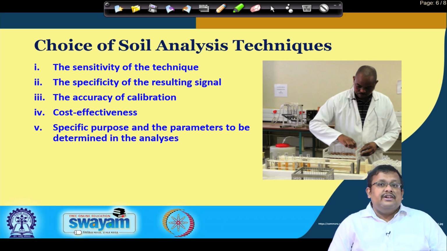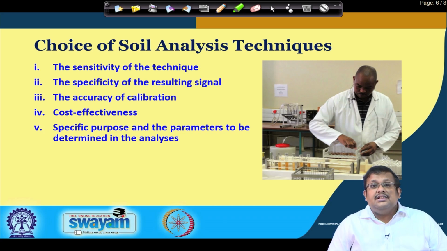So, depending on different pollutants, we have to consider certain key points before selecting the most feasible technology. Now, the first point is the sensitivity of the technique. The technique which you are going to follow for measuring a certain soil parameter has to be highly sensitive. If it is not sensitive to that particular soil parameter, it is of no use. So, the sensitivity of the technique is very important. If there is a change in the concentration of a particular pollutant and the method can identify that change, then it is called a sensitive technique.